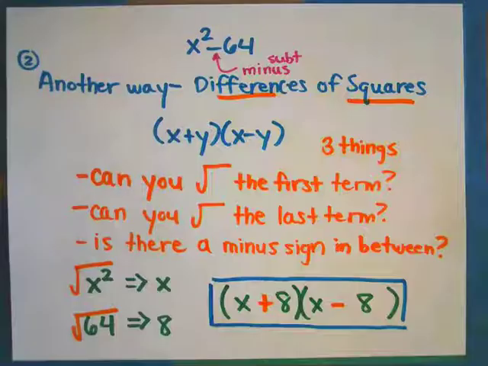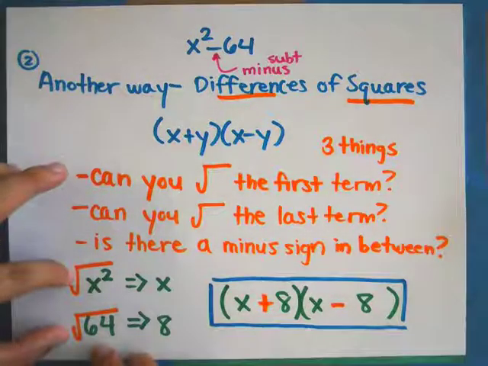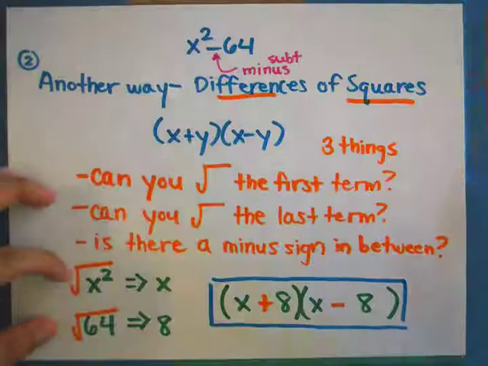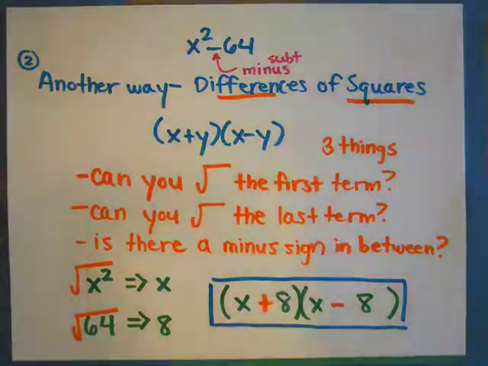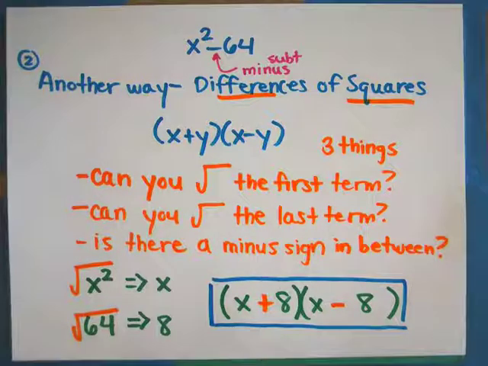If your teacher prefers that you do this method and see that you can square root the first and last term and then there's a minus sign, that's also okay. It depends on which one is going to be faster for you. You're still going to come out to the same answer.